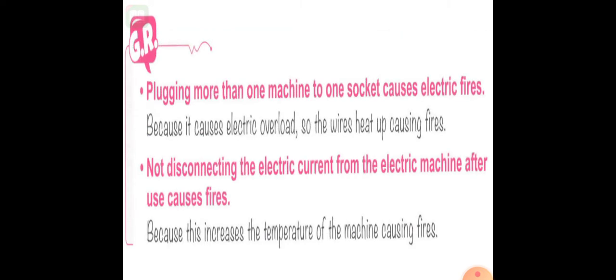Give reason. Plugging more than one machine into one socket causes electric fires. Why? Because it causes electric overload, so the wires heat up and cause electric fires. Another give reason. Not disconnecting the electric current from the electric machine after use causes fires. The answer: because this increases the temperature of the machine, causing electric fires.